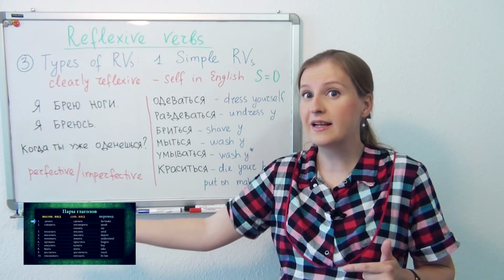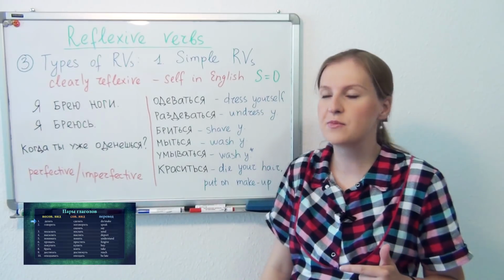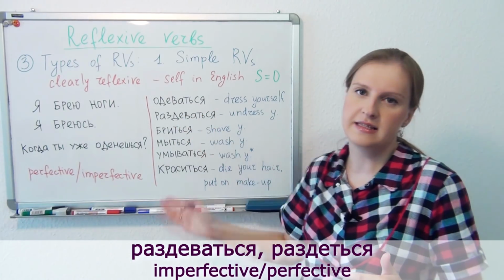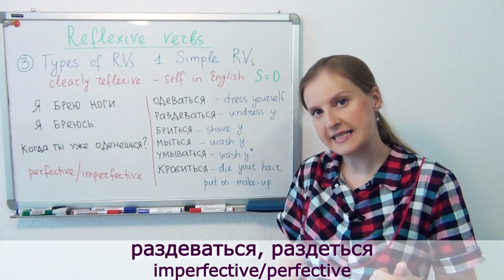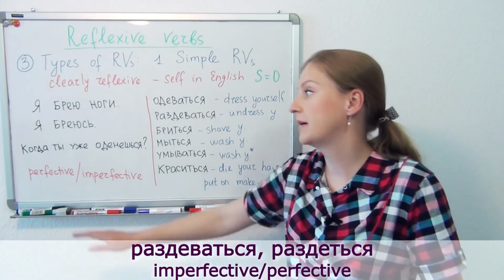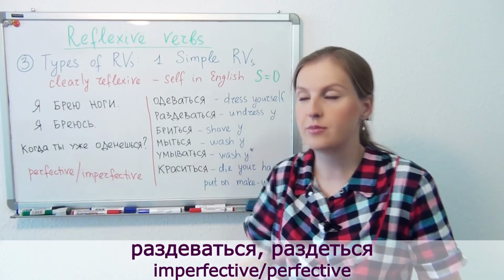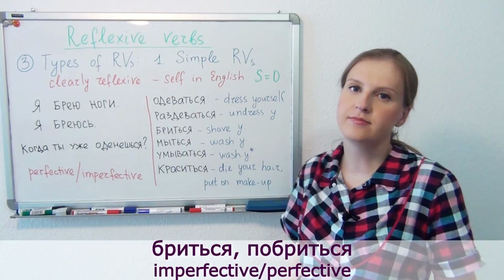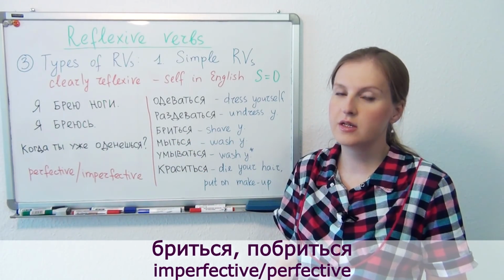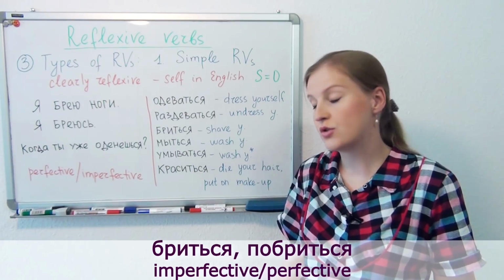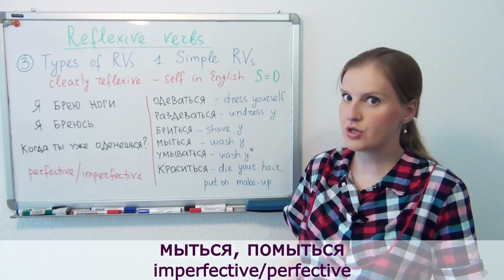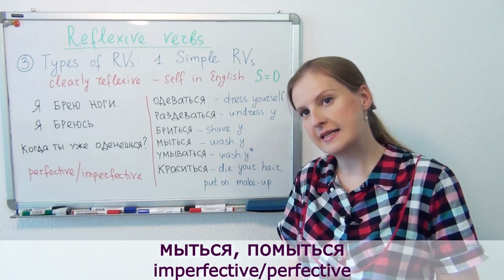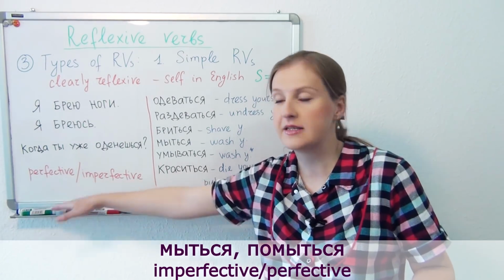But we move back to the reflexive verbs. Раздеваться. To undress yourself. Раздеться. To undress yourself, but the perfective verb. Бриться. To shave yourself. Побриться. To shave yourself. Perfective. Мыться. Wash yourself. Помыться. Wash yourself. Perfective.